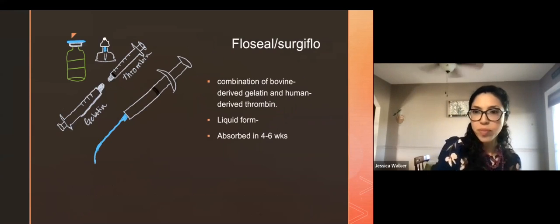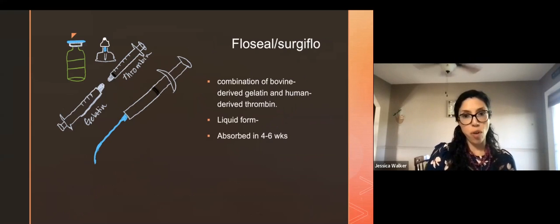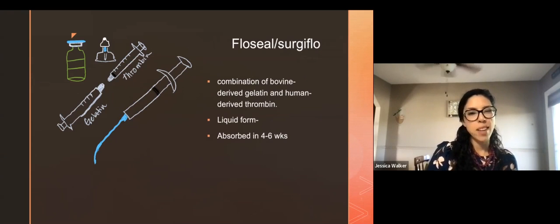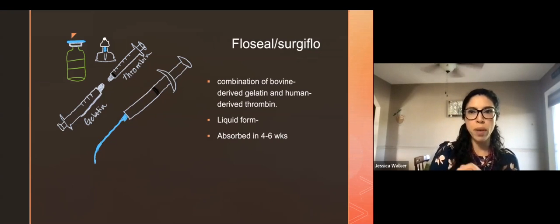And the next that we're going to talk about is FloSeal and Surgiflo. This is a combination of bovine-derived gelatin and human thrombin. It's liquid form, it's gelatin, like gooey stuff, and it's absorbed in 4 to 6 weeks. Because it's liquid form, this is often used in areas that you cannot reach well, and they would just fill in the areas with this Surgiflo or FloSeal, and it works great. It works like a charm.